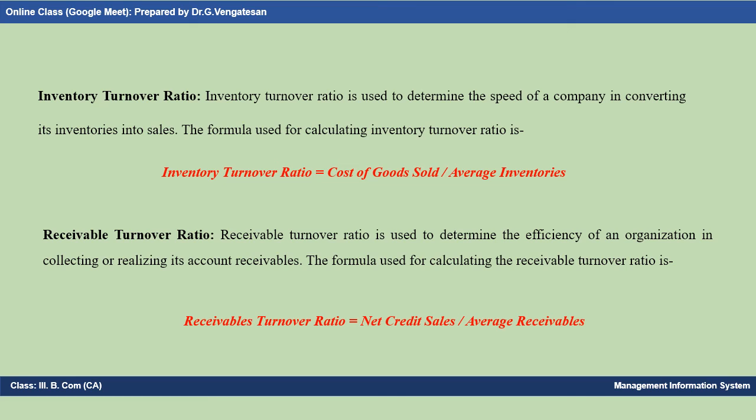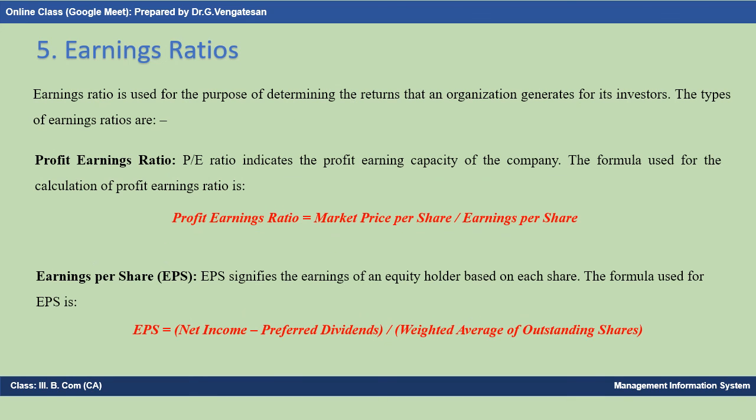Debtors should always be taken at gross value. Hence, no provision for bad and doubtful debts is to be deducted from them in calculating the debtor turnover ratio. The receivable turnover ratio formula is net credit sales divided by average receivables. So this is the formula to calculate the receivable turnover ratio.